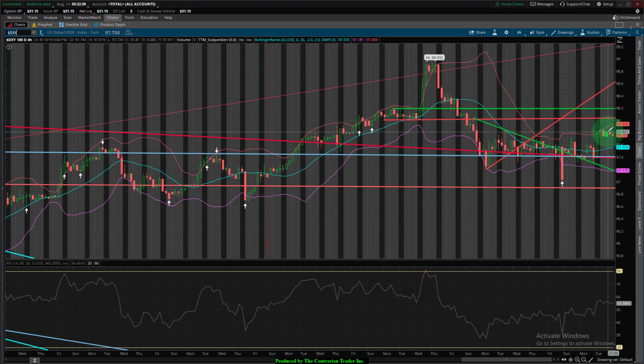The U.S. dollar holding gains seen yesterday. No break of support yet. If the yield curve inverts, that may become a different story.